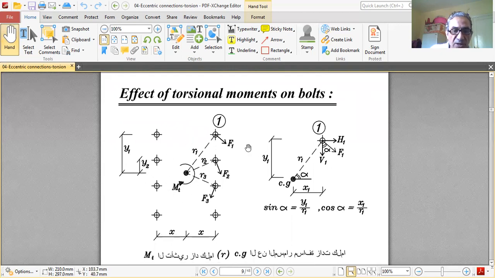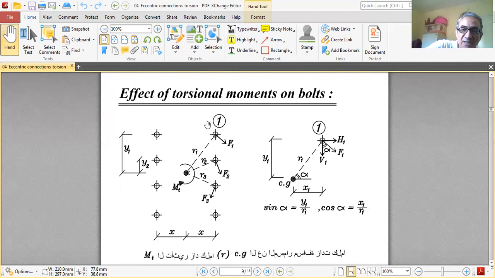Here we have M torsion. This is the CG of the group of bolts. This one is at Y2, this one is at Y1, and these are at X. So the bolts over here have X coordinate, and over here have X coordinate. This row has Y2, and this row has minus Y2, plus Y1, minus Y1. So the torsional forces are forces perpendicular to the radius, which is the line connecting the bolt to the CG of bolts.